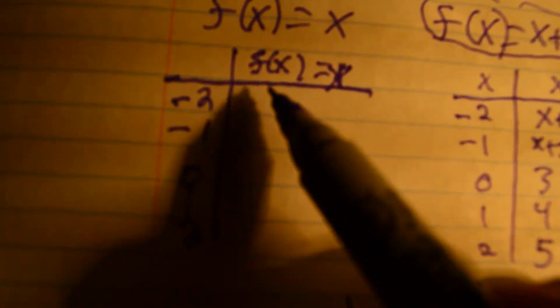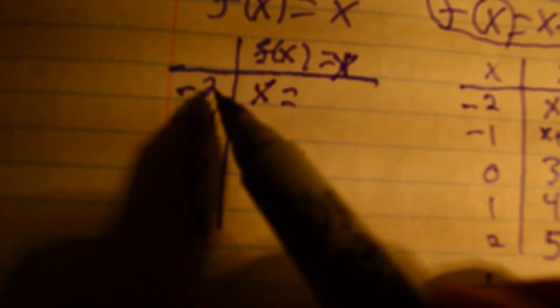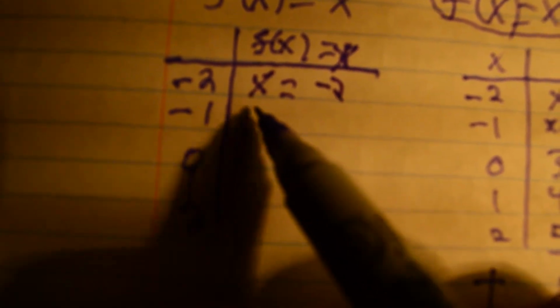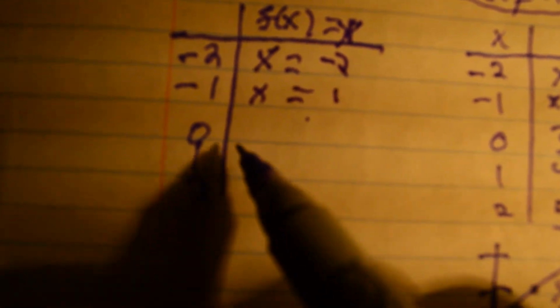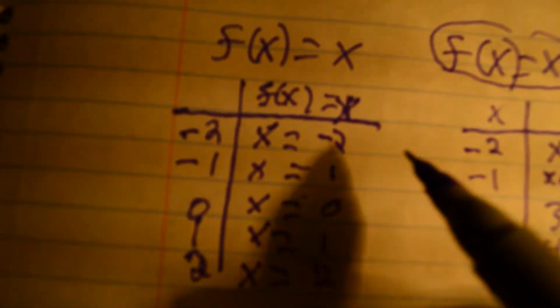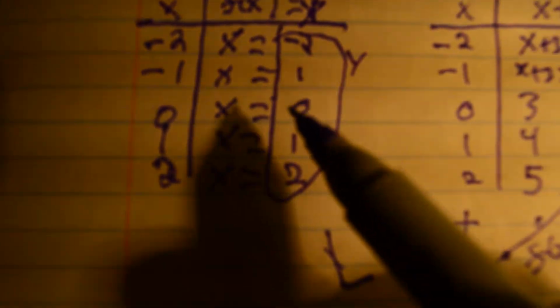So if you just have x, that's going to be -2. If you just have x, that's going to be -1. Just have x, that's going to be 0. Just have x, it's going to be 1. Just have x, it's going to be 2. So now, like I said, these points right here, all these right here, these are going to be your y points, and these are your x points. I hope that doesn't confuse you too much, right?